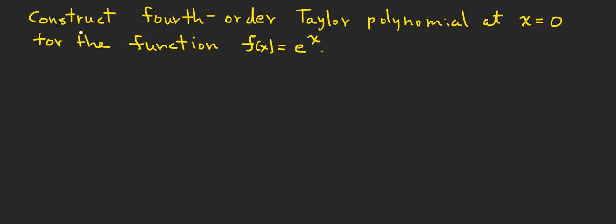They want us to construct the fourth order Taylor polynomial at x equals 0. Since x equals 0, we know that this Taylor polynomial will be the Maclaurin series for the function f of x equals e to the x. I'm going to explain what fourth order means as we construct the Taylor polynomial.